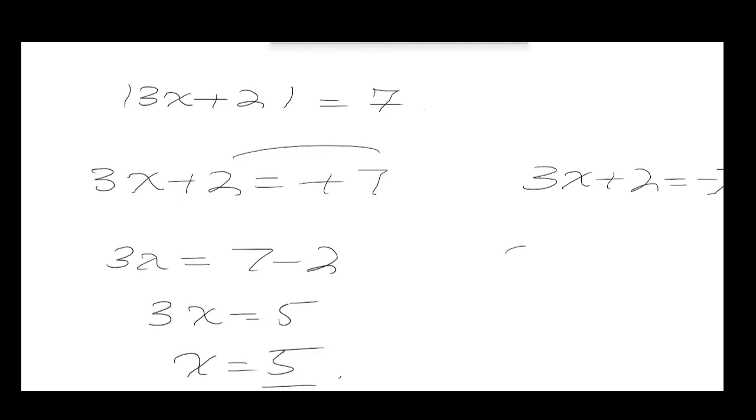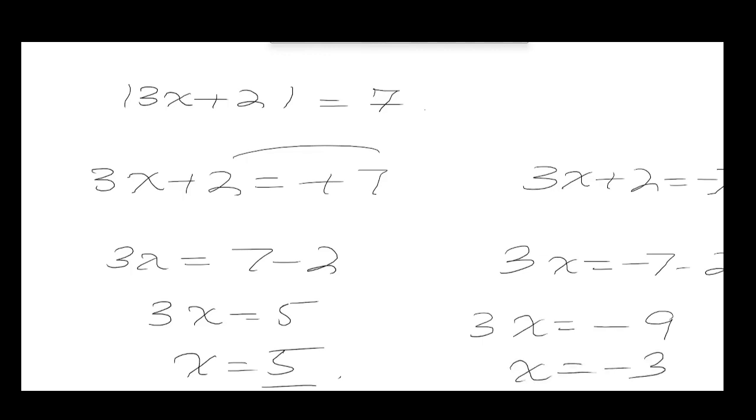Then here 3x will be equal to negative 7 minus 2. Minus in minus is plus, but the sign will be minus. So we will have negative 9. 3x is equal to negative 9, x is equal to negative 3. So this will be our answer.